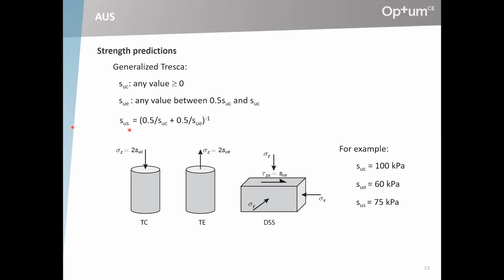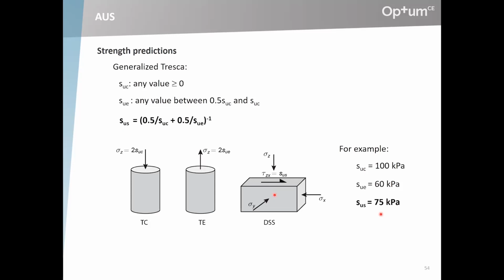And you can show quite easily that this is a function of the two other parameters, assuming the validity of the generalized Tresca criterion. The extension and compression is basically the harmonic mean of the two, so that the simple shear strength is somewhere in between the extension and compression strengths. Here are some typical values.